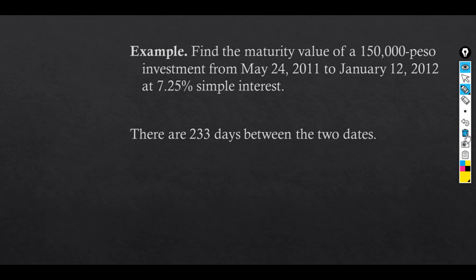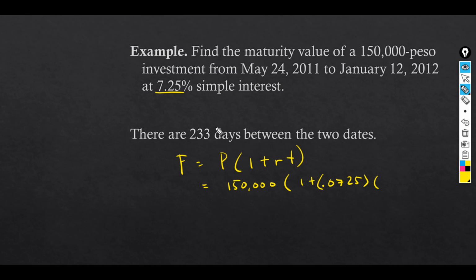And so, we're looking for the maturity value. F equals P times 1 plus RT. P is the 150,000 invested. 1 plus the rate, 7.25% or 0.0725, times the time. The time is 233 days. There is no mention of exact interest. It says simple interest, so over 360.